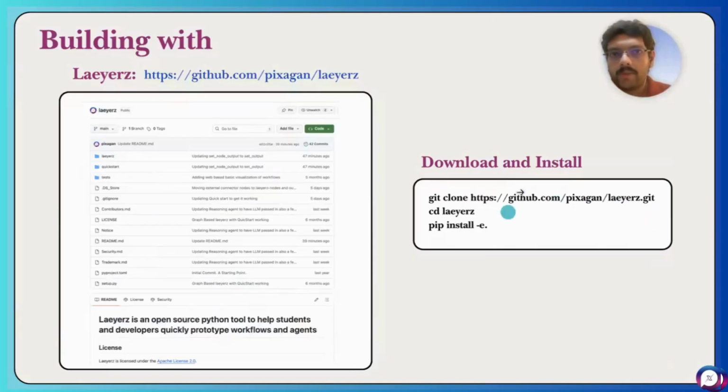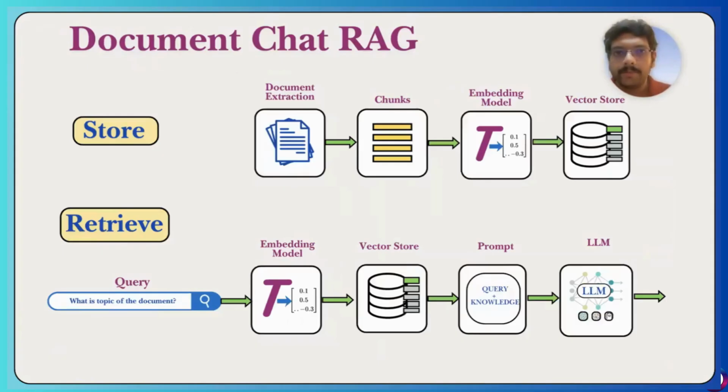give you a response. Now, in this example, to build our workflow, we're going to use Laeyerz, which is a workflow development tool, or agent building tool, we've been developing here. You can go check that out and install it from Git. That's what we're going to be using to build the workflow, but we're going to build a lot of the nodes from scratch.